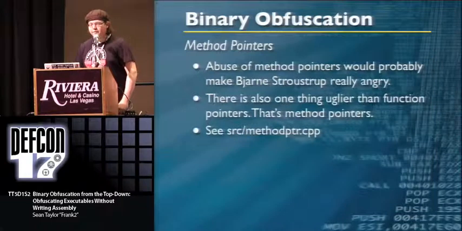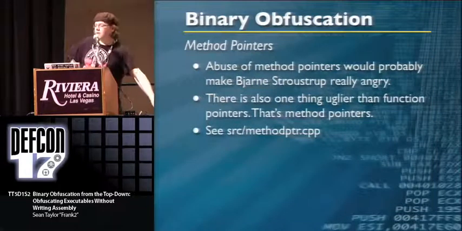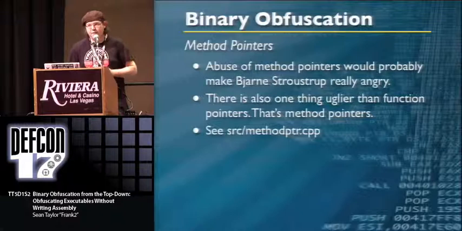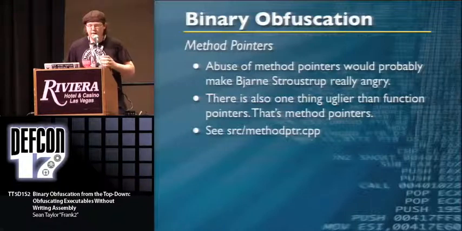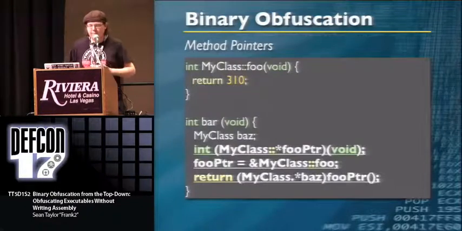Contrary-wise, method pointers are ugly as sin. The whole thing with method pointers is that these are basically function pointers for classes. But unfortunately, the actual syntax of these things is just absolutely annoying. This is just a complete mess of things. So let's try to deconstruct this.